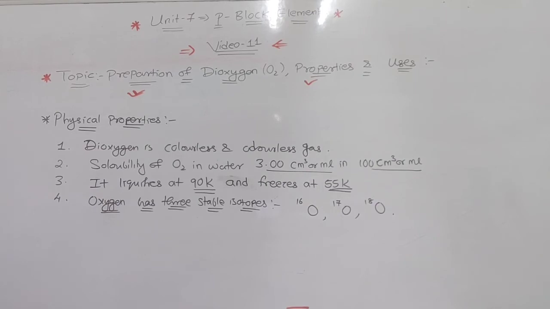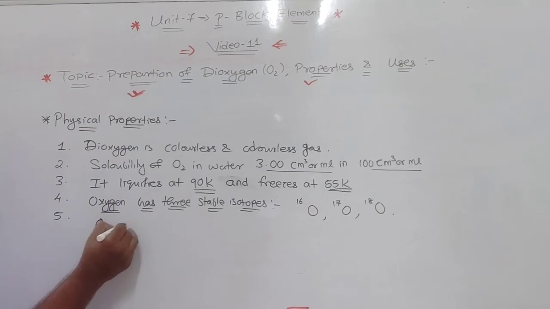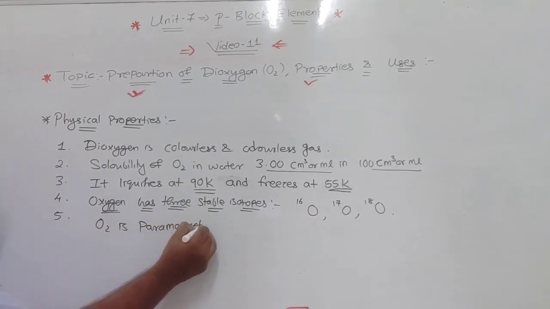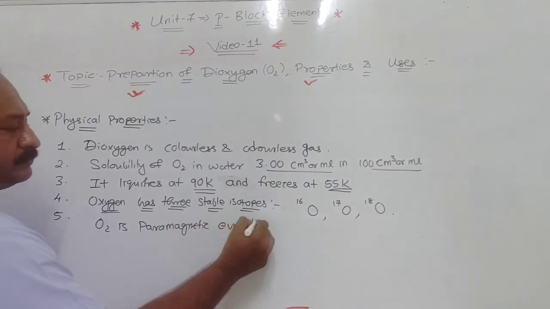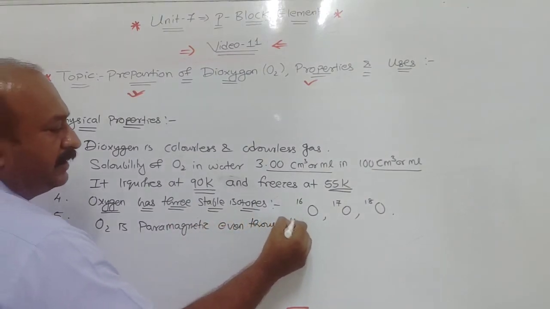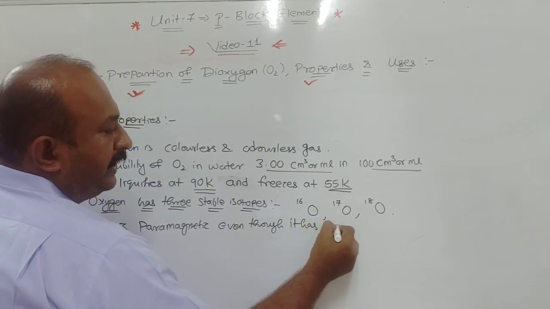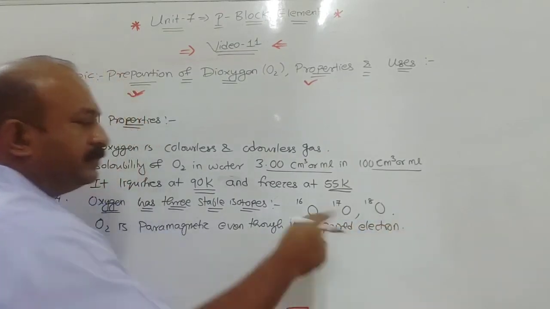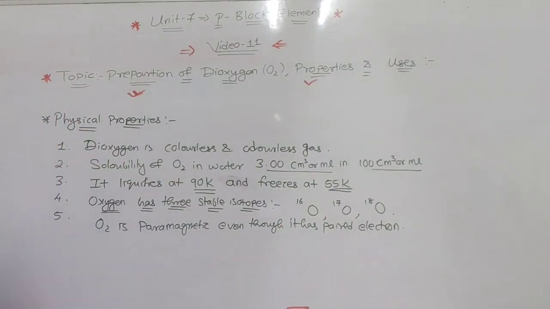Understood? Then molecular oxygen, O2, is unique and is paramagnetic, even though it has paired electrons. Now this one we have already studied, why it is paramagnetic.